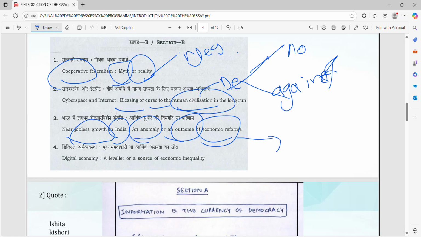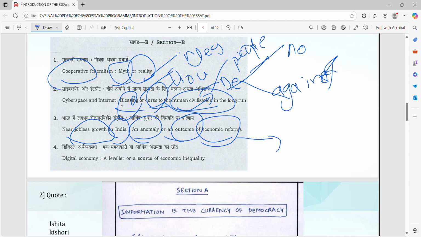That is what we learn in polity. Cyberspace and internet, blessing or curse to human civilization in the long run. Here we can write Elon Musk, who says that AI is going to be revolutionary, but there are people who say that it is a curse, like the people who are losing their jobs, they are saying it is a curse.